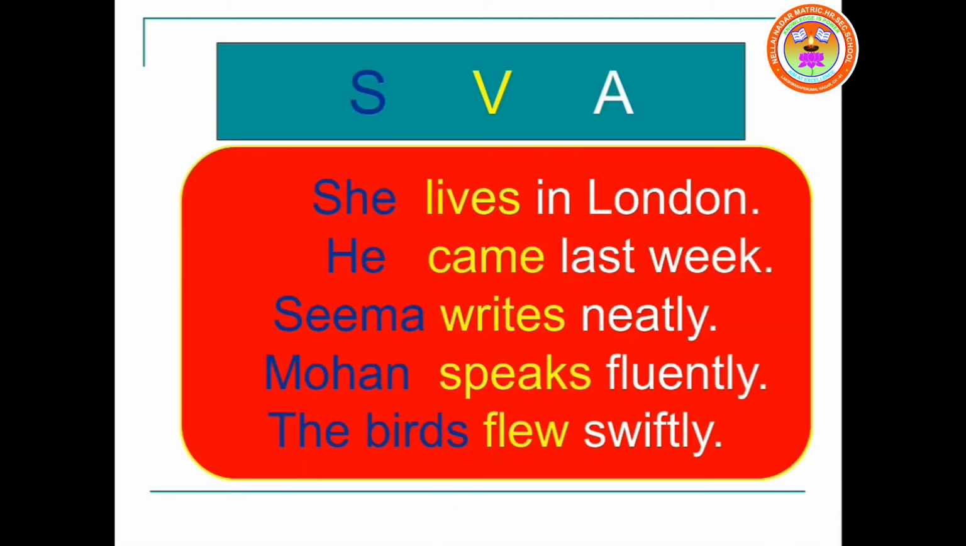In these sentences, she, he, Seema, Mohan, the birds are subjects. Lives, came, writes, speaks, flew are verbs. In London is the answer for where. Last week is the answer for when. Neatly is the answer for how. Fluently, swiftly are the answers for how. So, in London, last week, neatly, fluently, swiftly are adjuncts.